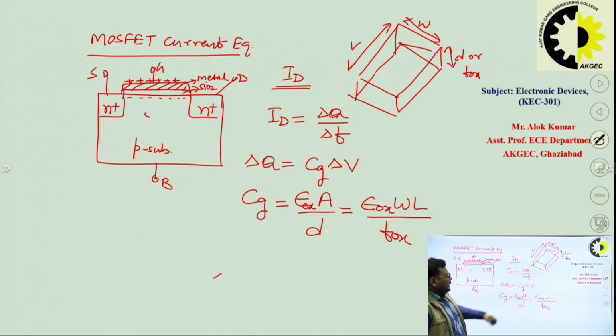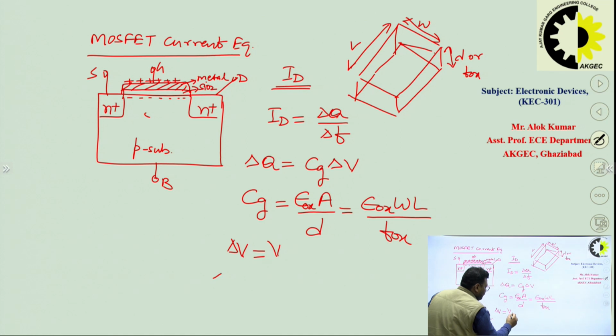Then what will be the value of delta V? This delta V should be equal to the voltage at the gate terminal, that is VGS minus VTH, right, minus the voltage just below the interface of oxide and semiconductor. So just below the interface.